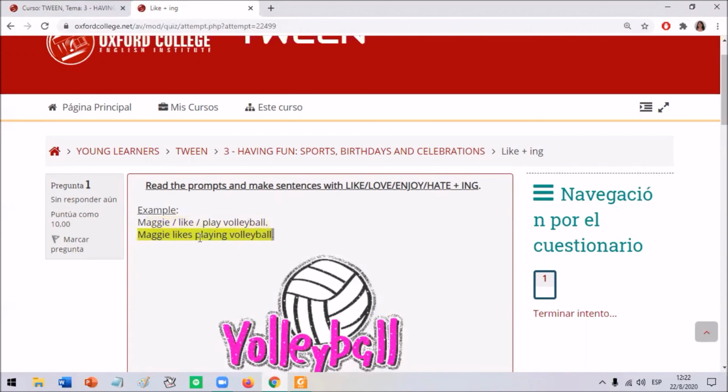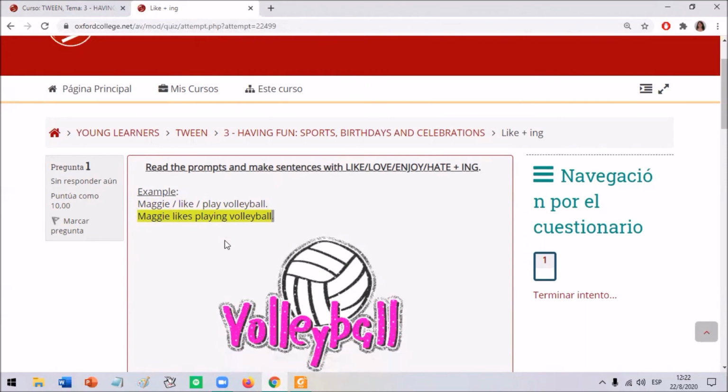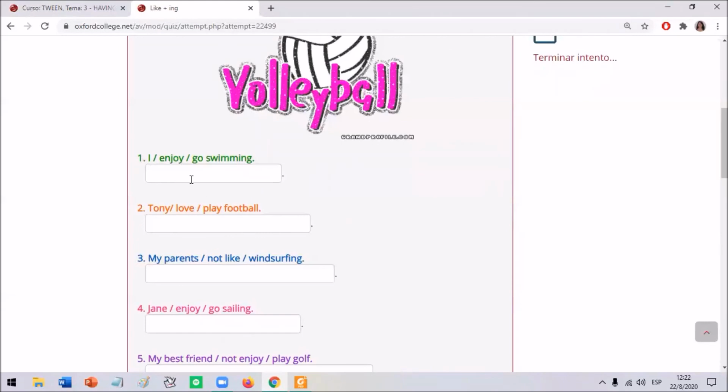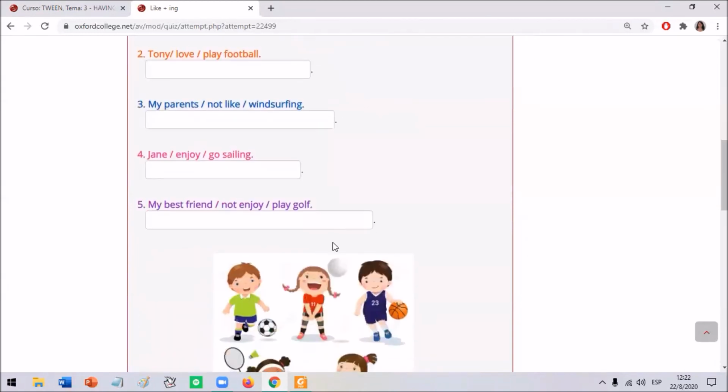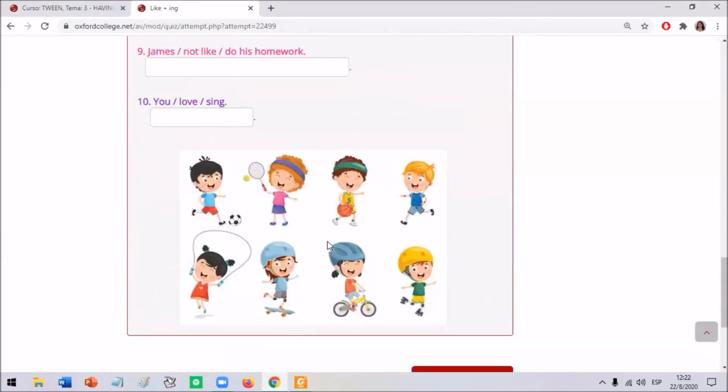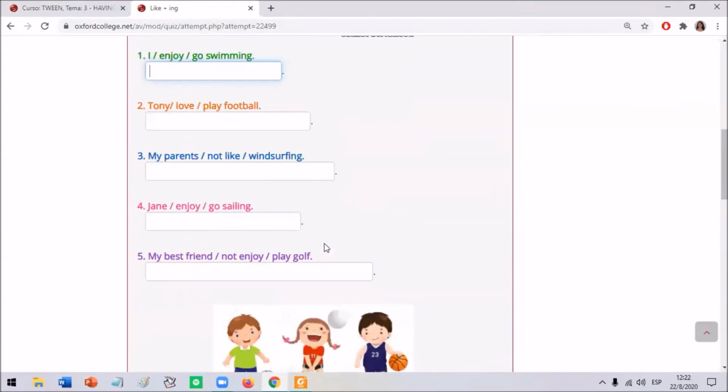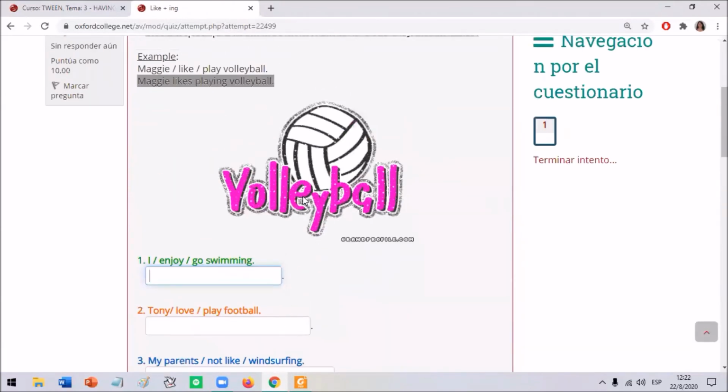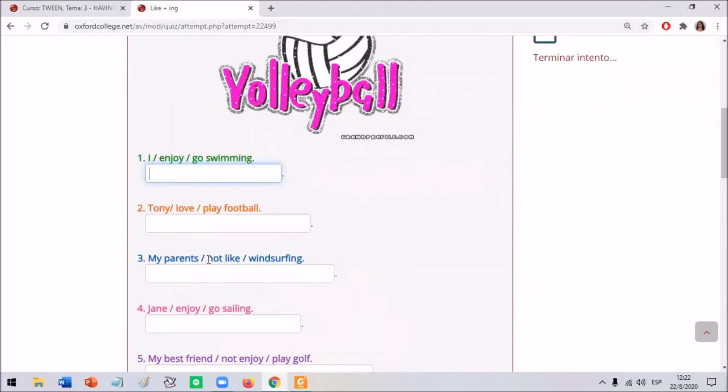Entonces, a esta acción de play volleyball le tengo que agregar también ing. Agregué la S, agregué la ing. En cada oración se van a fijar ustedes también qué cambios tienen que ir haciendo, qué tienen que agregar para que la oración esté bien formada. Atención que el punto ya está puesto, no agreguen otro, ¿ok? Tengan cuidado con los espacios y las cosas que les decimos siempre. So, you complete these sentences using the prompts. Atención que cuando diga not es porque la tienen que transformar en una oración negativa.